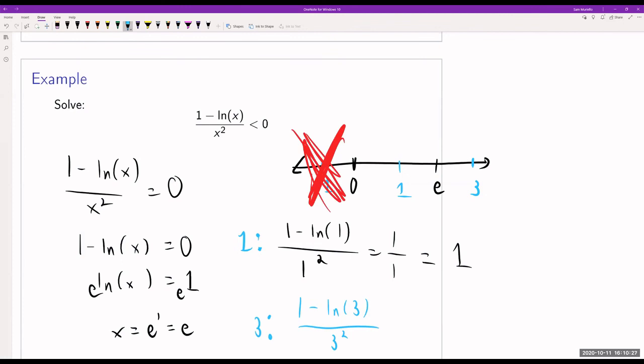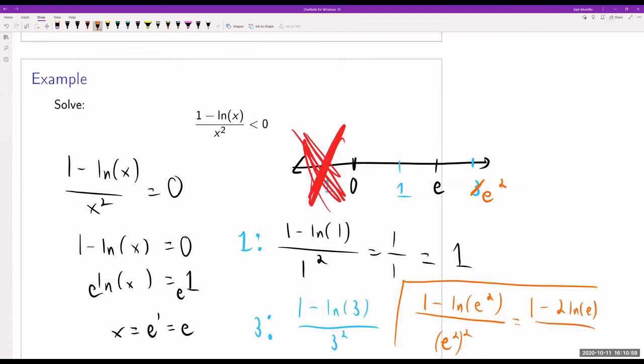So we have two options. Number one is simply use our calculator, but number two option is to choose a different number on our number line. 3 seemed like it would have been easy, but it ended up being harder to plug in. Whereas e squared, which is certainly larger than e, ends up being much easier. 1 minus ln of e squared, divided by e squared squared. The reason this is simpler is because ln of e squared, I can use my property to bring this 2 down. 1 minus 2 ln of e over e to the 4th. 2 ln of e is simply 2, which gives me negative 1 over e to the 4th.